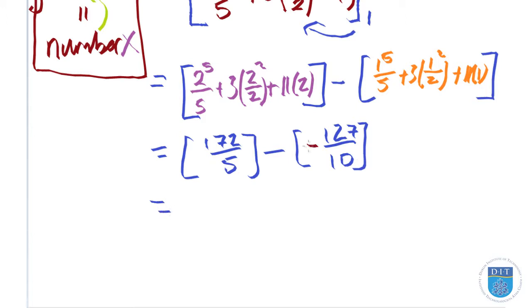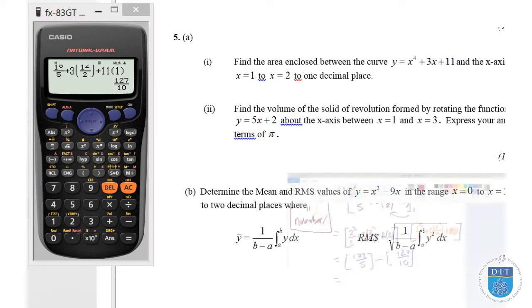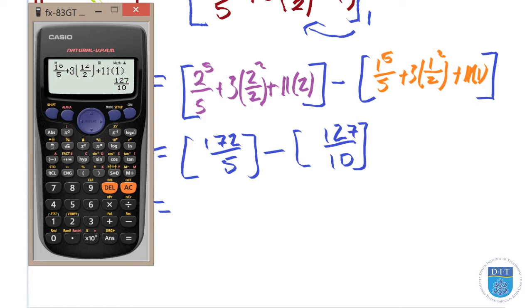See, if there was a minus there, minus by minus is a plus. So that's why I'm making a big deal about surrounding them with brackets before you're ready to go. It just looks funny there: 172 over 5 minus 127 over 10. Yeah, 217 over 10.